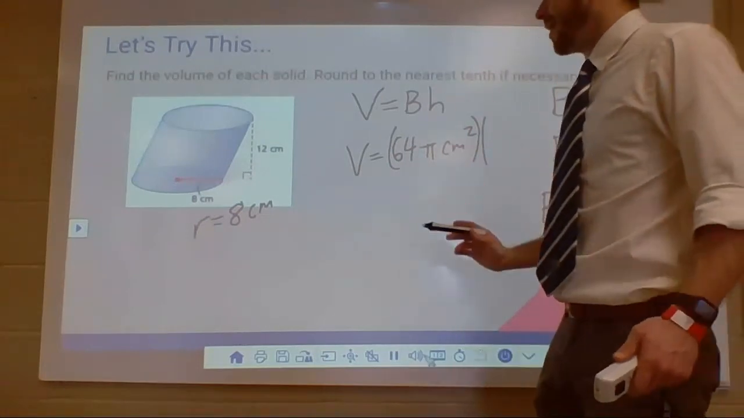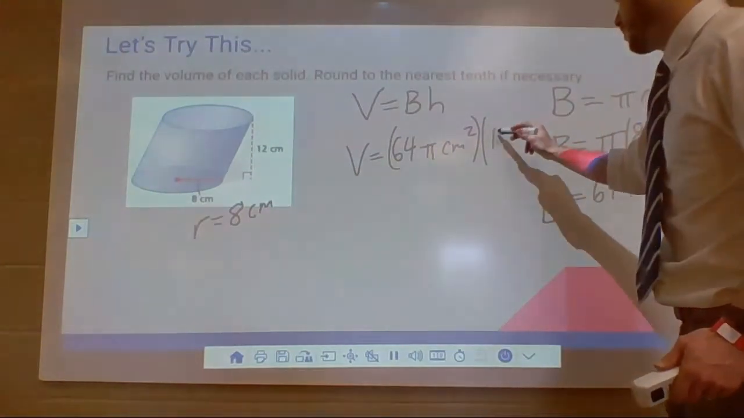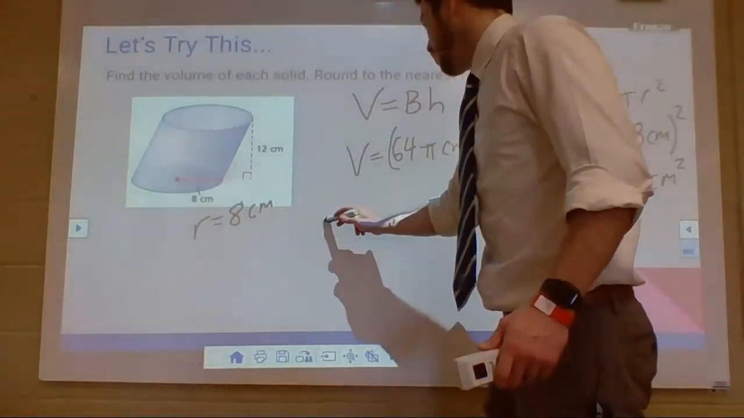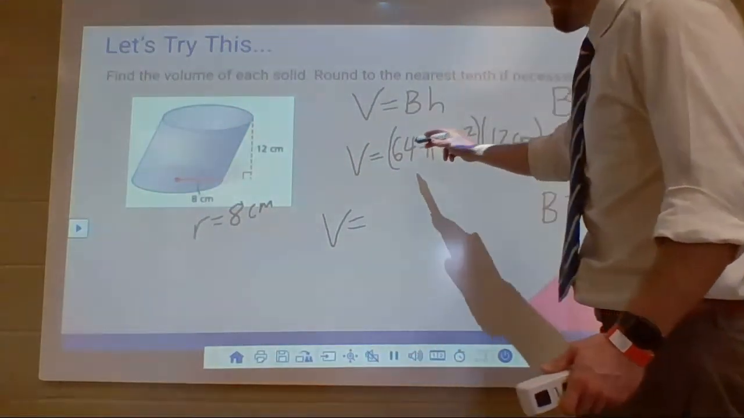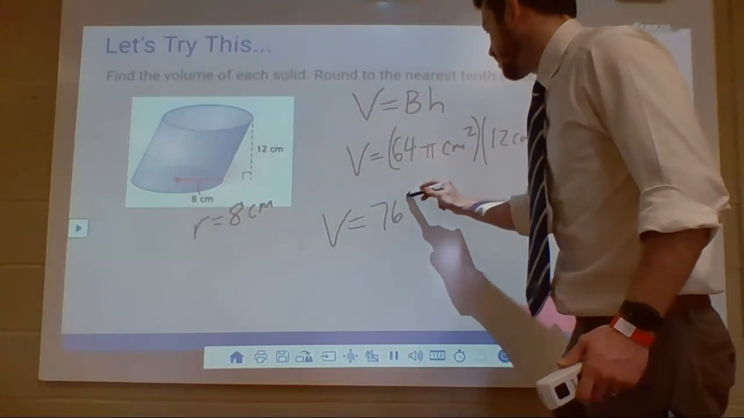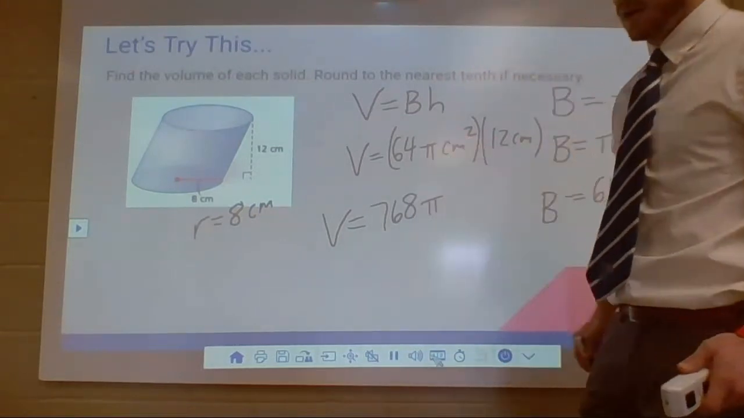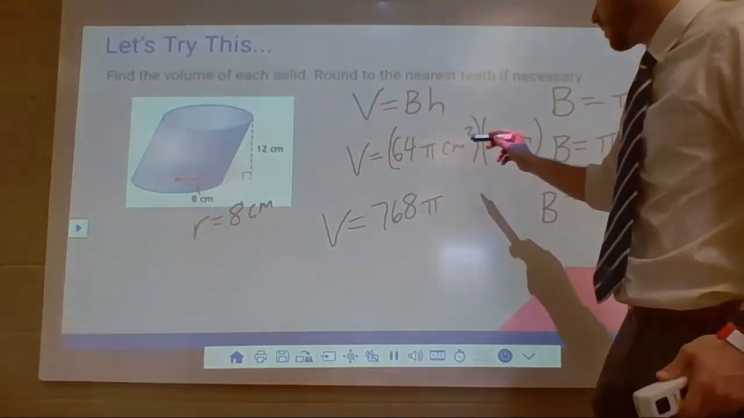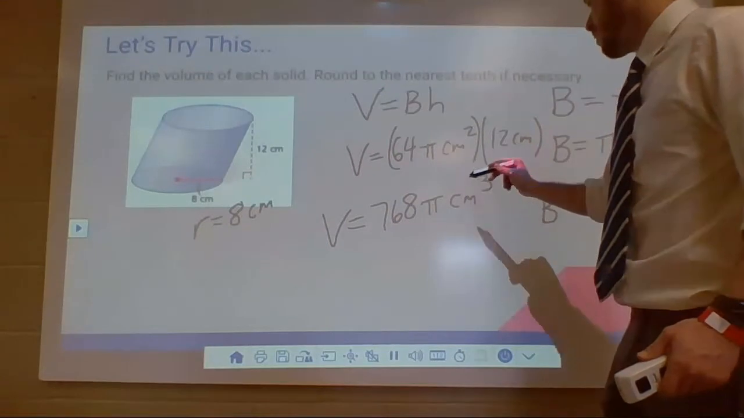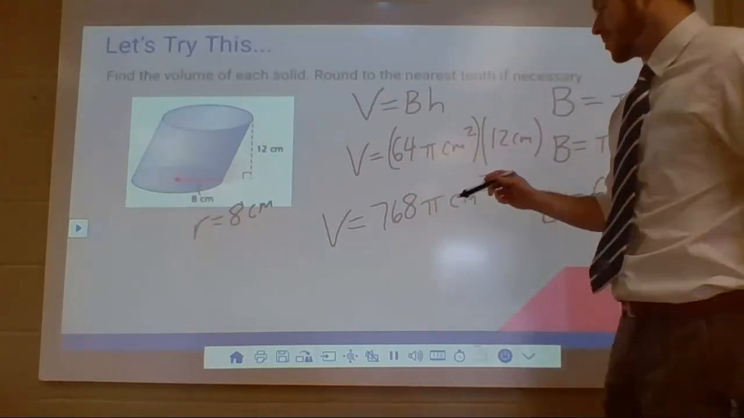And then the height. How tall is that cylinder? It's 12 centimeters, isn't it? So we get V equals 64 times 12, which is 768. And then don't forget pi. Don't lose pi. It's easy to forget to include pi in this. And centimeters squared times centimeters is centimeters cubed. So the volume equals 768 pi centimeters cubed.